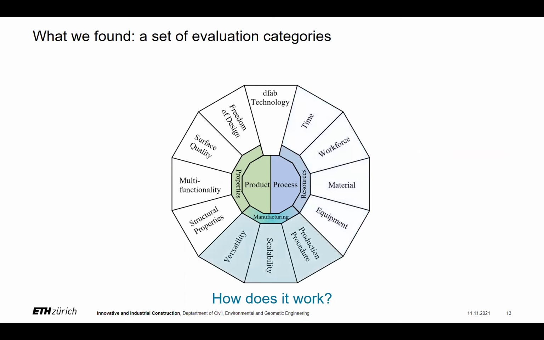And the third is manufacturing, which sits in between properties and resources, addressing the question, how does it work? Versatility in terms of how many different things can I make using a single technology? Scalability, can I upscale this both in volume and physical size? And how many steps are there in the production procedure?